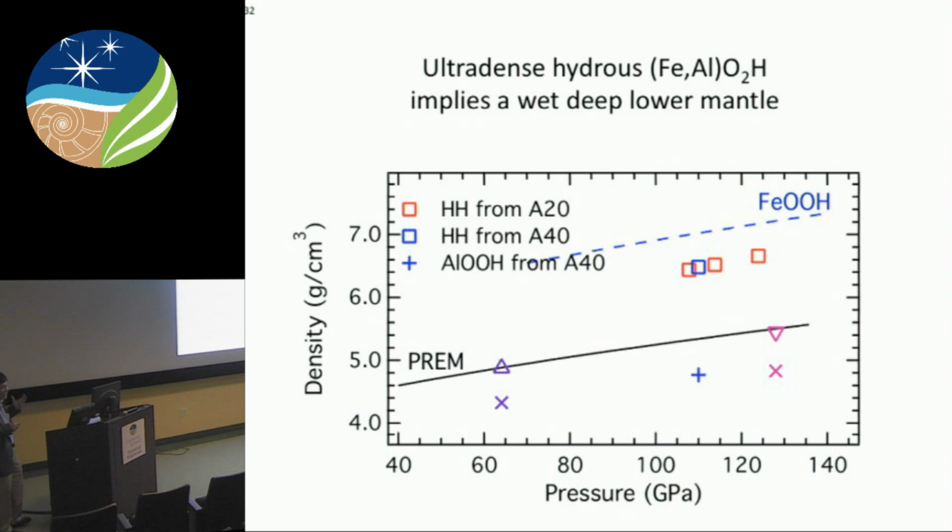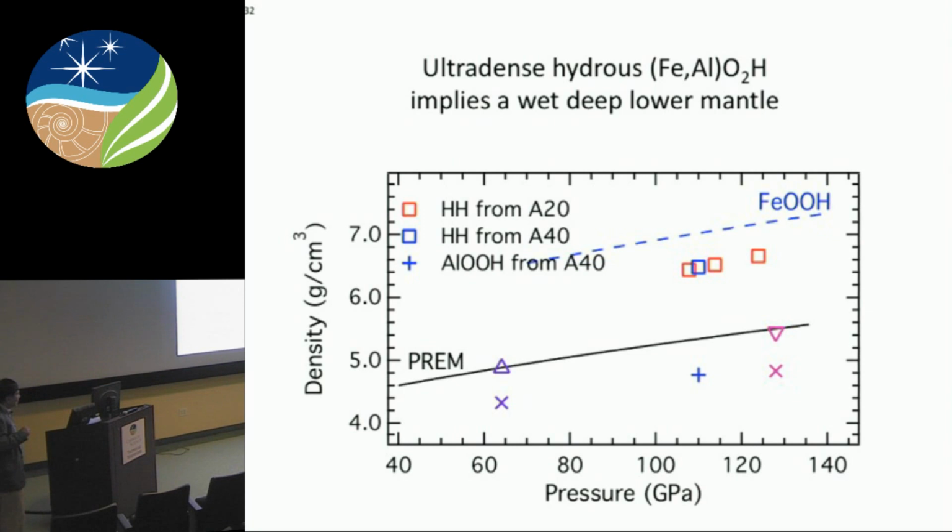So now you can see that if you look at this H phase, like Nish reported, it's below the prime density at the pressure. If it's 10% lower, it would float rather than sink into the lower mantle. But if you look at this iron aluminum, you put 20% iron in there, it's enough to be, say, 20% heavier, and so this will sink. So this will be able to carry enough water down to the core mantle boundary.